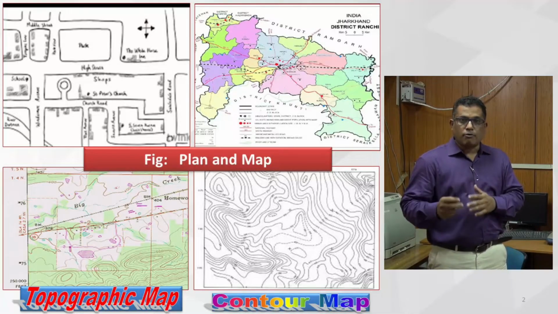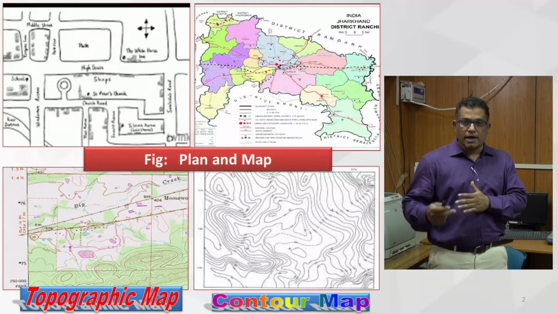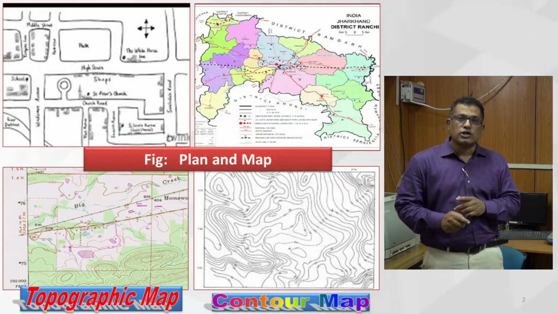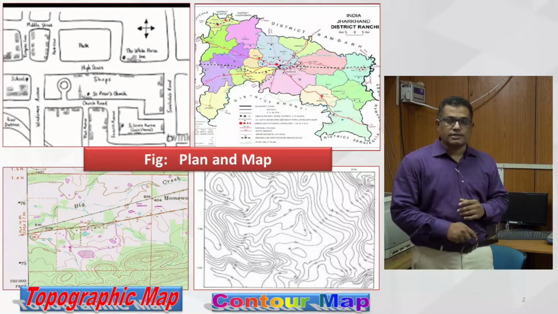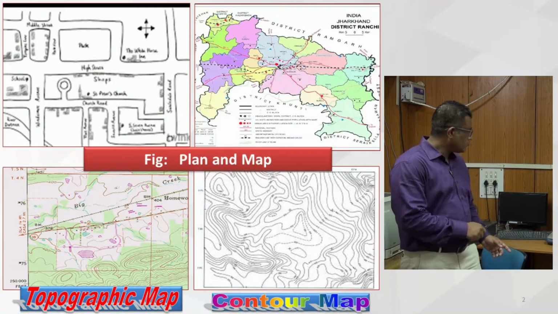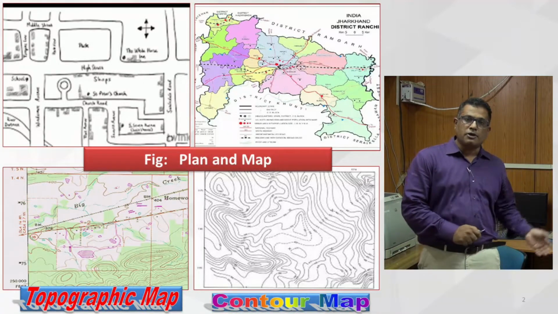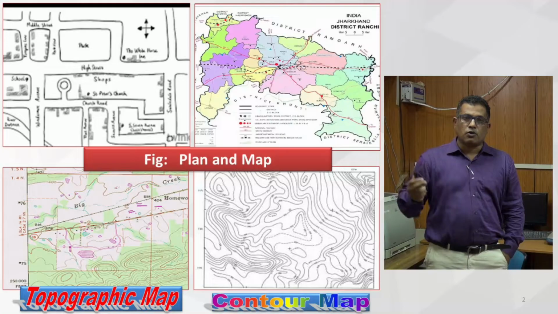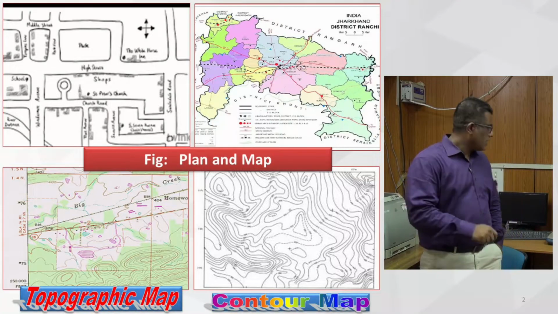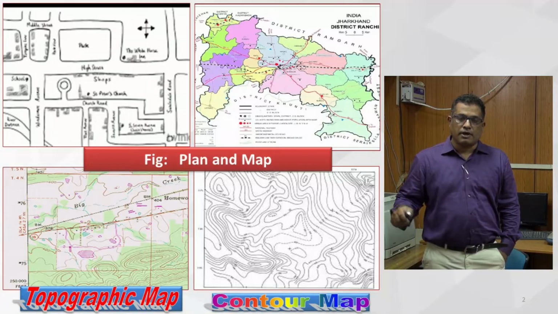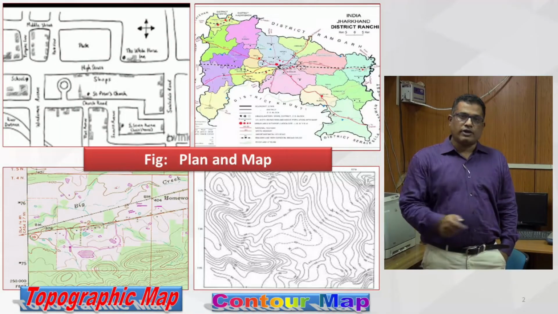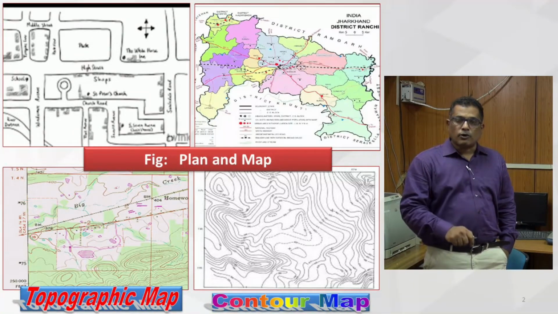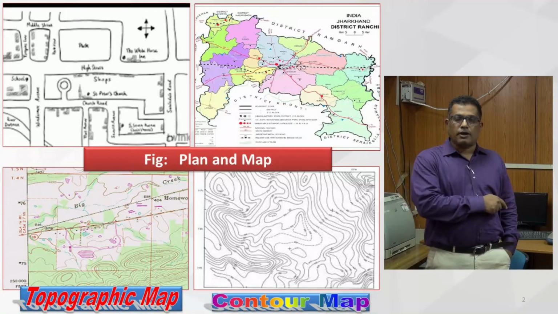The value of a map or a plan is highly enhanced if we are able to represent both horizontal distance as well as vertical distance, and this is done through a topographic map. Here we can find the different features, objects, roads, rivers, nalas, culverts. All features are there in the topographic map, and we can also find out the slope of the area and the elevation of a particular point in the map. Such information we get from a topographic map. And where do you get this topographic map?